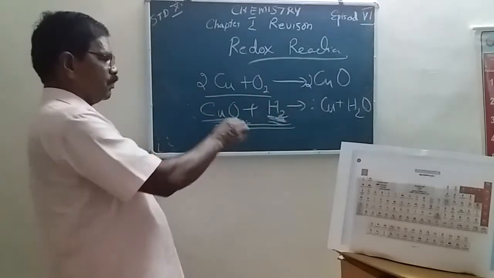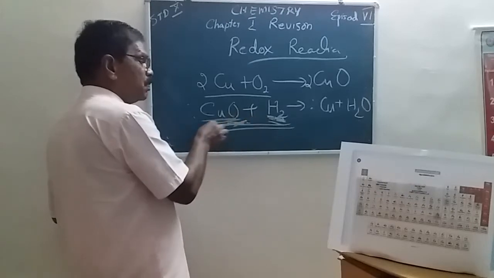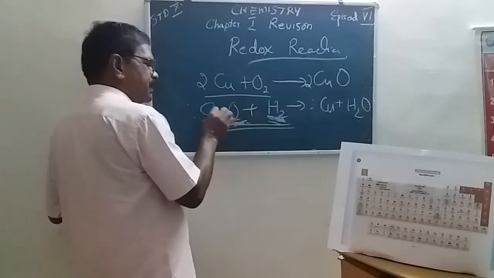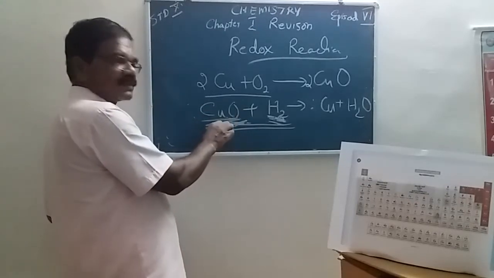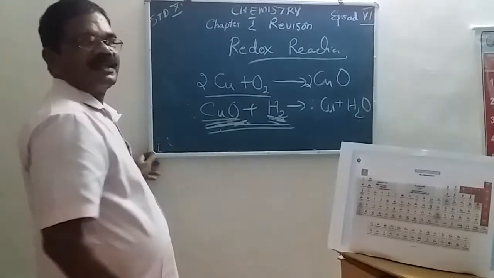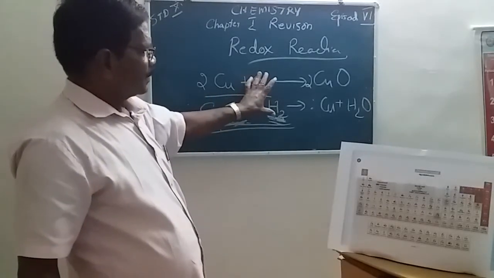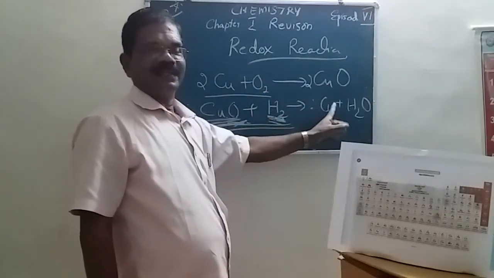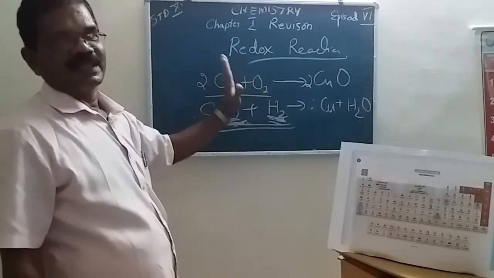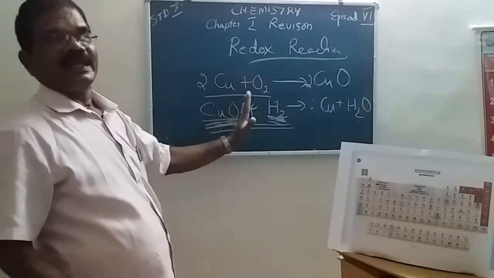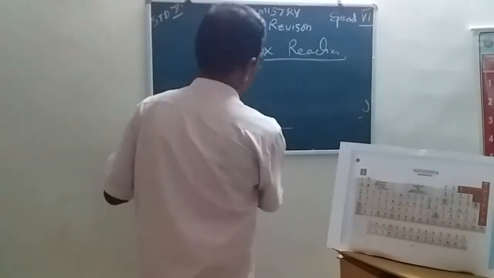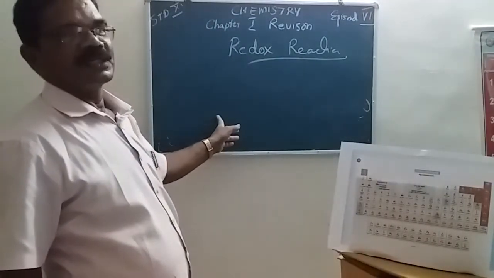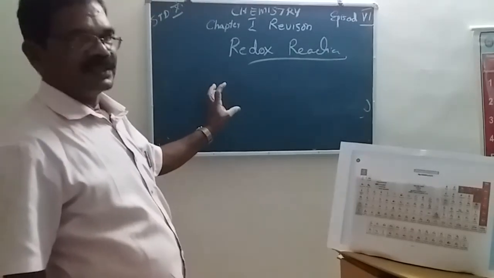Then come to the next. What is reduction? Removal of oxygen. Here oxygen is removed, so copper oxide is reduced. The reducing agent is hydrogen. When writing the four things, you don't write anything from the right side. The four things, oxidized, oxidizing agent, reduced, reducing agent, are on the reactant side itself. You can find more things from the reactions in the test tube. You look at these two things also.